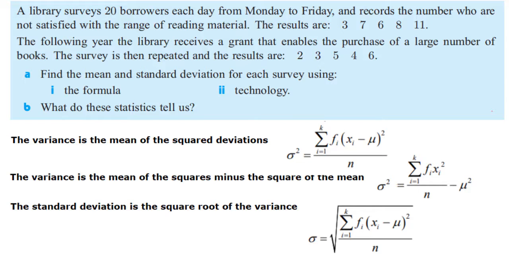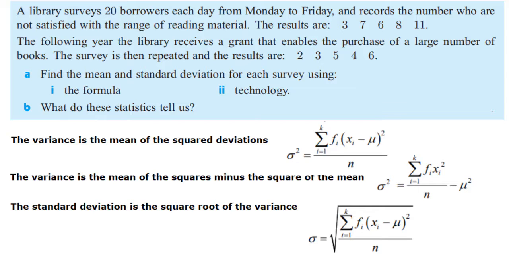offering to read. The following year, the library receives a grant that enables the purchase of a large number of books. The survey is then repeated and the results are 2, 3, 5, 4, 6. They've done the same sort of survey, 20 people again, asked on 5 different days, hopefully selected using a good method, and there are different results.